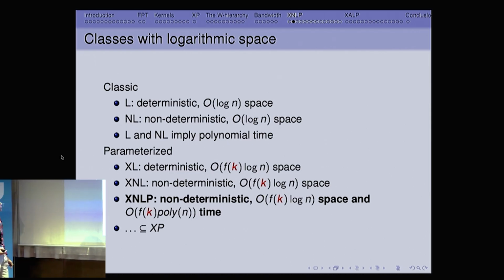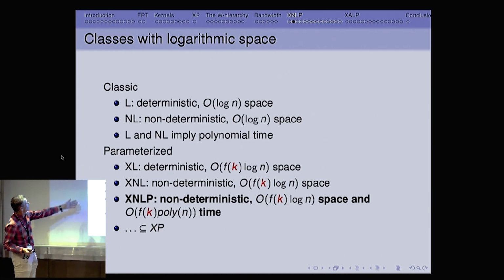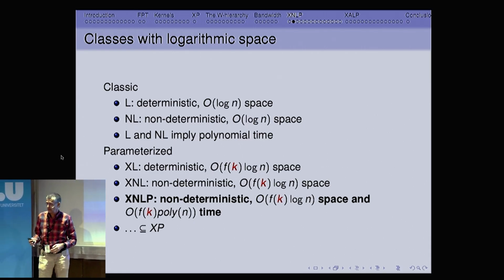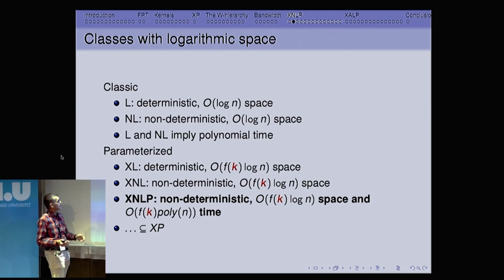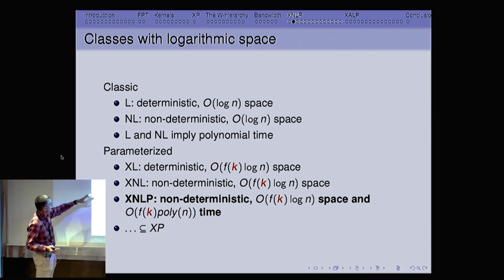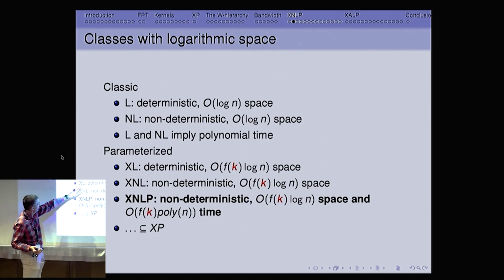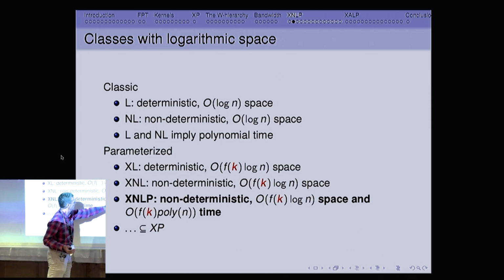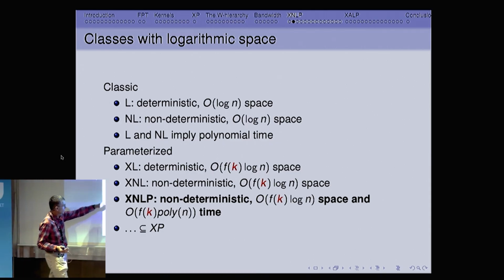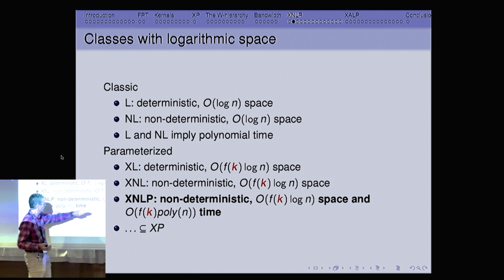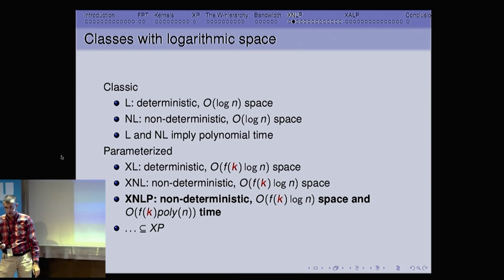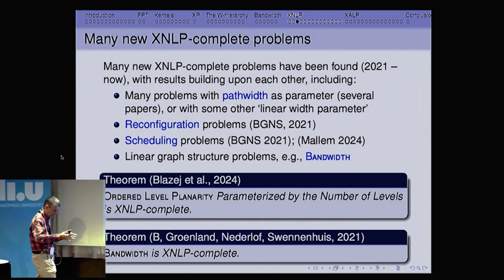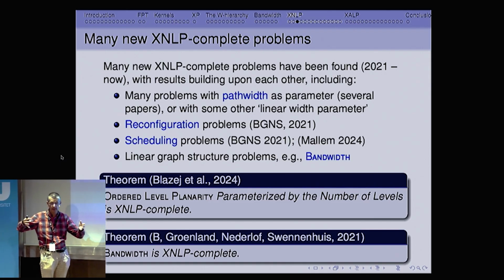So where does this fit in the landscape? People have looked in complexity theory at problems with logarithmic space. In classic theory, you have L, which are deterministic problems in logarithmic space. NL is non-deterministic, and both of them imply that the problem is polynomial. Now, in parameterized complexity, people have looked at XL, which is deterministic log n space, and XNL, which is non-deterministic. And here we have two different restrictions, both on the space and on the time. And all of these are subsets of XP. And basically what you then can get is that, with a series of reductions, you can show that lots of problems are actually complete for this class.